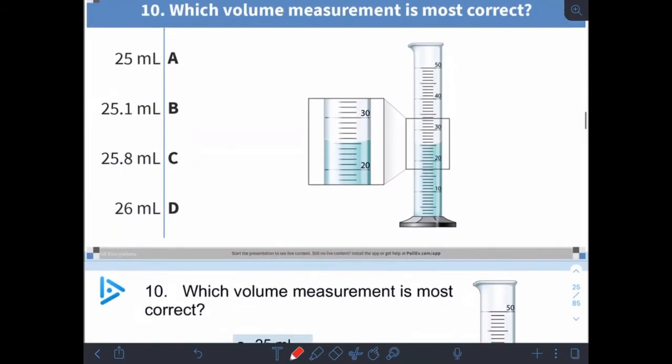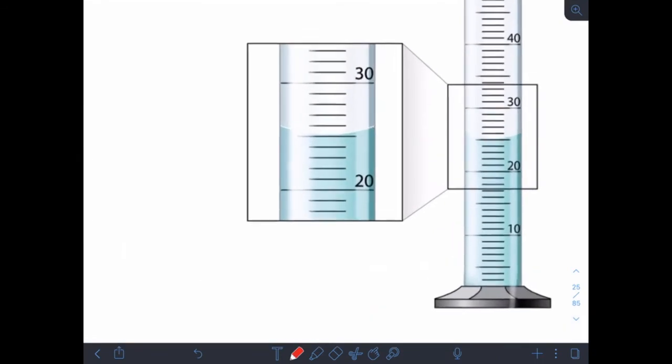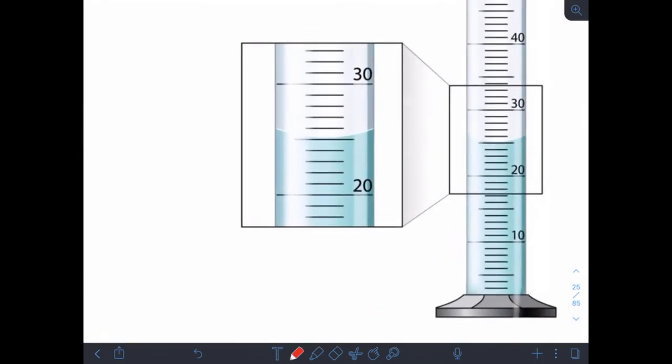Okay, so let's take a look at an example of that. So I'm going to zoom in here a little bit, and we want to report this as accurately as possible. All right, so let's take a look. So we've got 30 here and 20 here. Each one of those lines represents 1 milliliter. All right, so if we look at that, from 20 there's 1, 2, 3, 4, 5, that looks like it's at 25. Right, so we are sure of 25 milliliters.